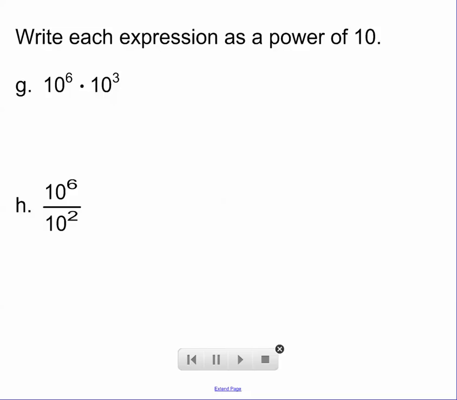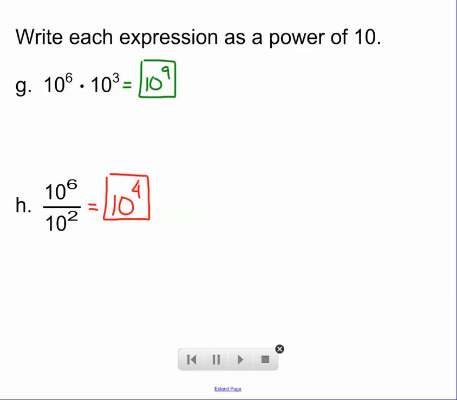And let's write each expression as a power of 10. So in other words, we're not going to fully evaluate this expression. We're just going to leave it as a power with a base 10. Okay, so 10 to the 6th times 10 cubed would just be 10 to the 9th. Okay, and 10 to the 6th divided by 10 squared would just be 10 to the fourth power.